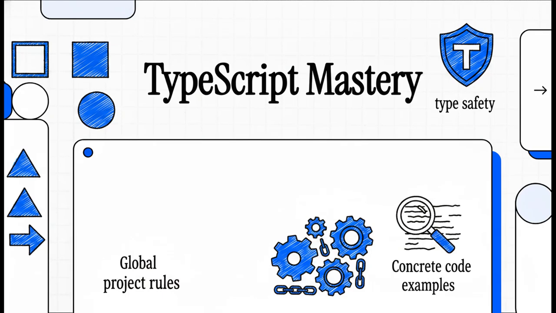Today we're getting into a deep dive on TypeScript mastery, specifically tracing the evolution of type safety. We're going to go all the way from defining basic, foundational data shapes right up to implementing bulletproof global project rules. And we'll be doing all of this by looking at concrete code examples so we can really see how TypeScript operates under the hood.